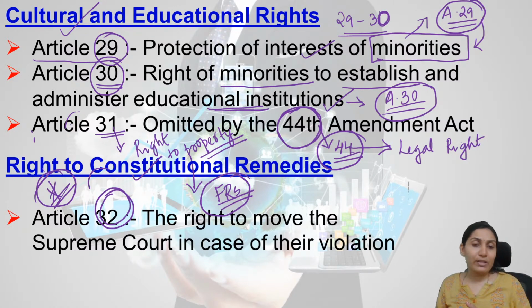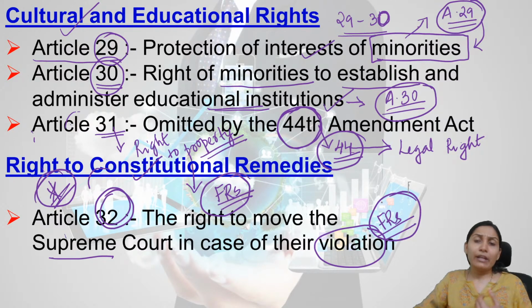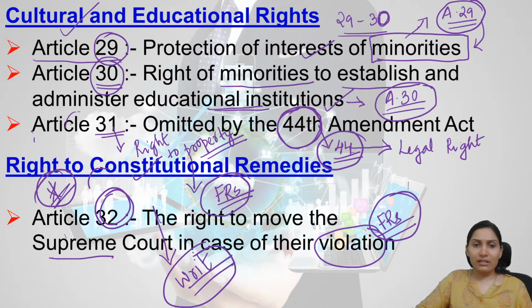So article 32 is about the right to move the Supreme Court in case of the violation of the fundamental rights. If fundamental rights are violated, you can approach the Supreme Court or the High Court, and this provides for writ jurisdiction in India. So in the form of writs like habeas corpus, prohibition, then quo warranto. These are all writ jurisdiction. Under this writ jurisdiction, you can approach the Supreme Court or the High Court to get your fundamental rights enforced. So these are all the fundamental rights guaranteed under the Constitution. I hope this is clear for you.